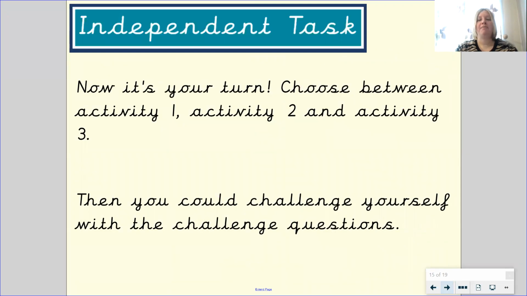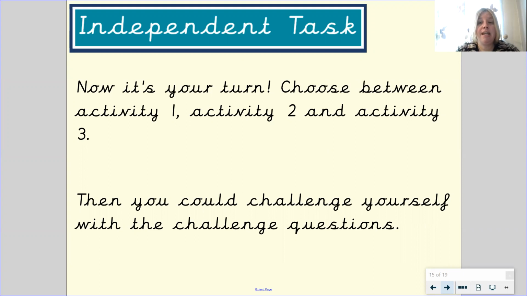Now it's your turn. Choose between activity 1, activity 2, and activity 3. Then you could challenge yourself with the challenge questions. It's really important that you choose the activity that is just right for you. Then you can have a go at the next activity if you have enough time. You should be spending about 20 minutes on your independent task, and you should be trying your very best to have a go by yourself.